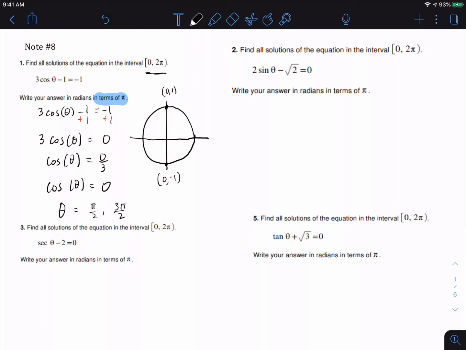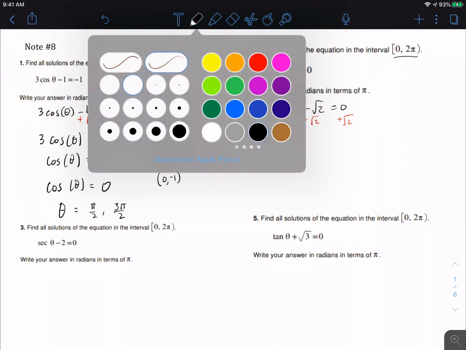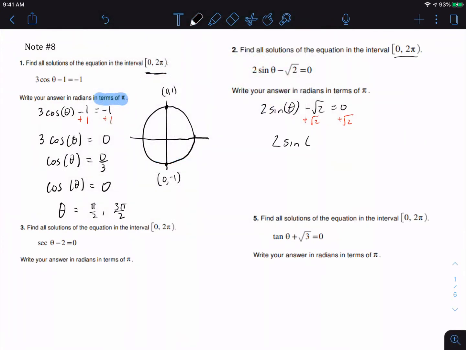Okay, cool. All right, let's look at number 2. Again, we have that restriction. We're going to solve it just like we've done in the past. So 2 sine of theta minus radical 2 is equal to 0. I'm going to add radical 2 to both sides. So that's going to give me 2 sine theta is equal to radical 2. And then dividing by 2, I'm going to get radical 2 over 2.